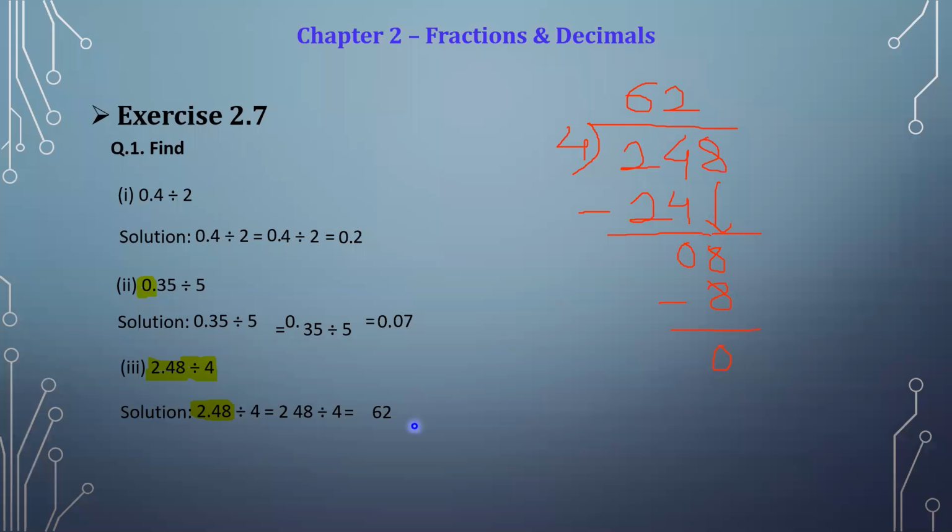Now here again we have to bring that decimal point, and here if we see the number 2.48, then it is clear that after the decimal point 2 digits were there. So therefore in the final answer also there should be 2 digits present after the decimal point, and therefore by keeping the decimal point before 62, we are getting the final answer as 0.62, which is the division of 2.48 divided by 4.